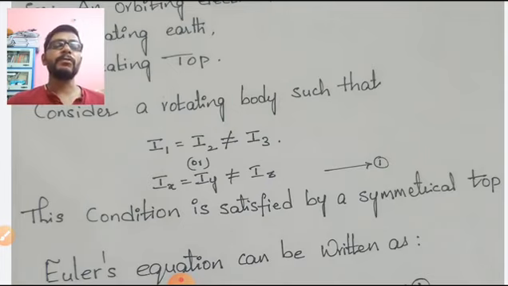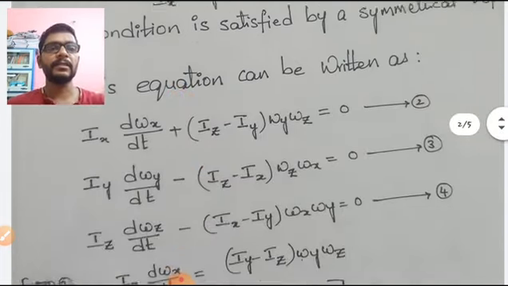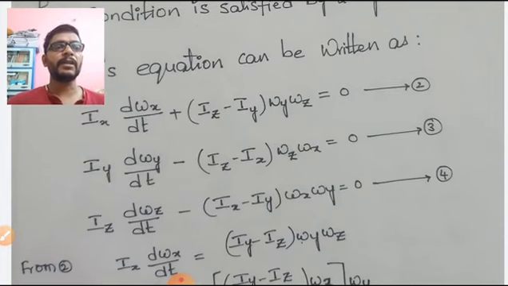Now, if there is no torque acting on the rotating body, what about its Euler's equations? Already we got three Euler's equations. Let us see how they change. See here, in this picture, three Euler's equations are there. The first one is Ix d omega x by dt plus (Iz minus Iy) omega y omega z equal to 0. The second and third equations are given there. In all these equations, the torque term will become 0. It has disappeared because there is no torque.